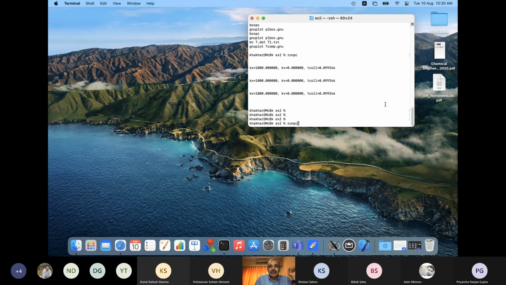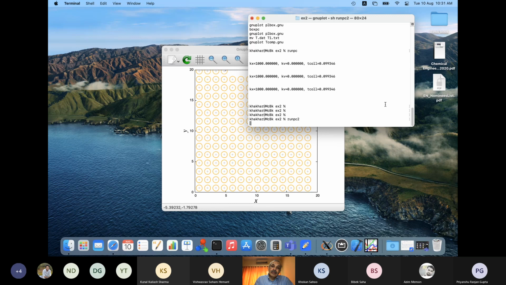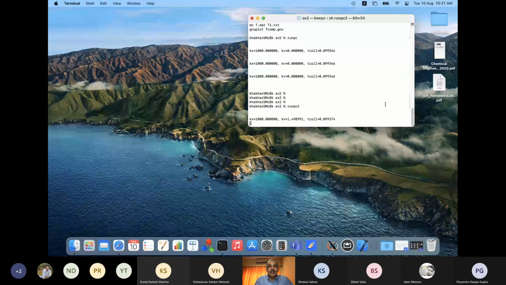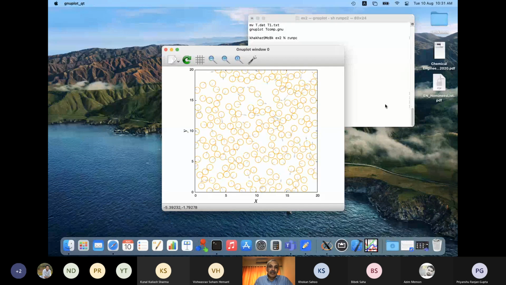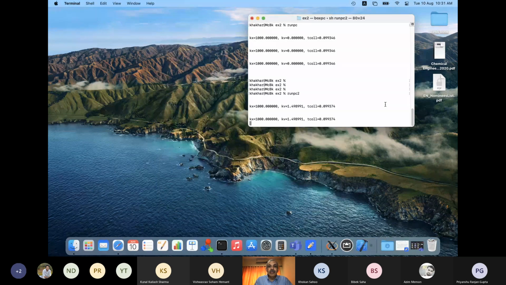And I think the final thing is run PC2. This is the same thing but run with a coefficient of restitution of 0.9. This is the initial condition. After some time, you see the kinetic energy is coming down because the coefficient of restitution is 0.9.